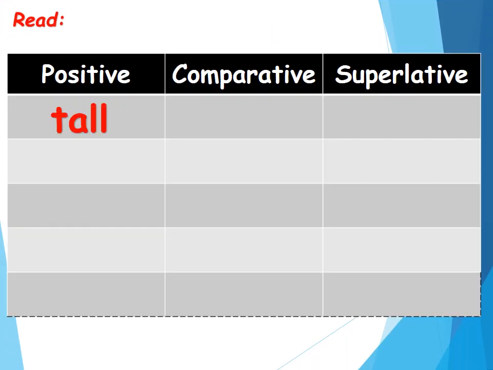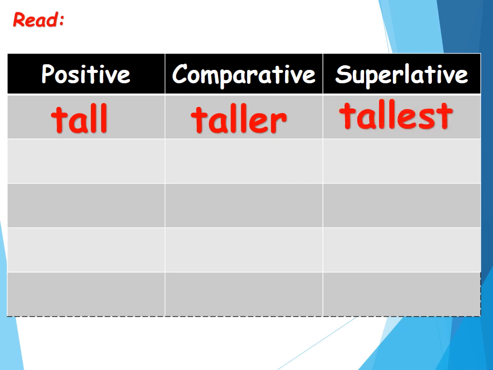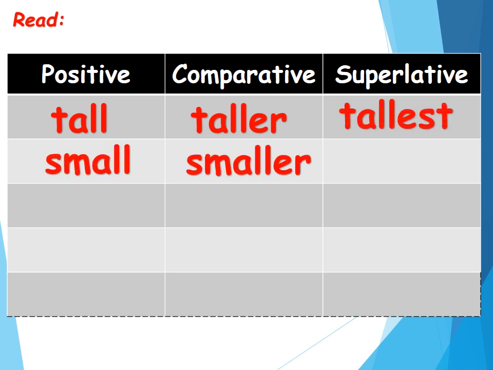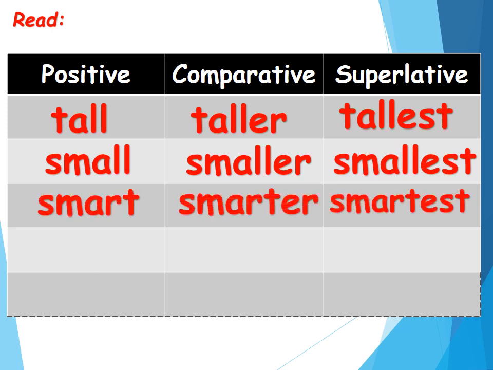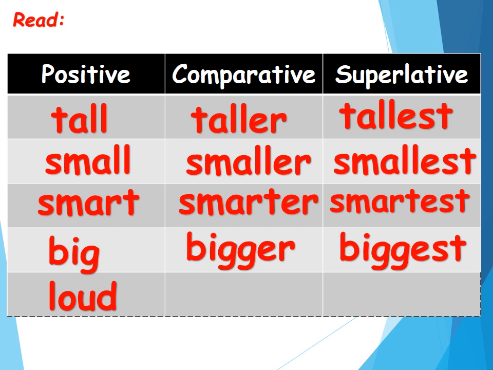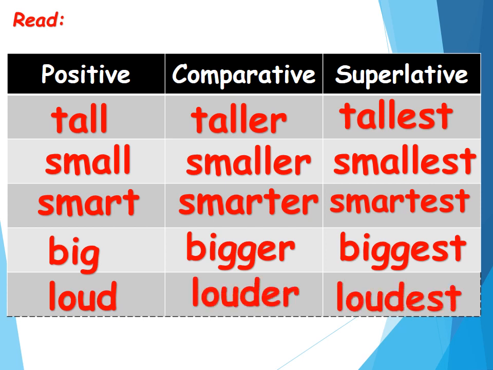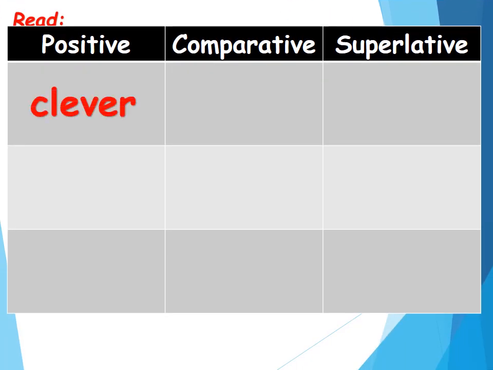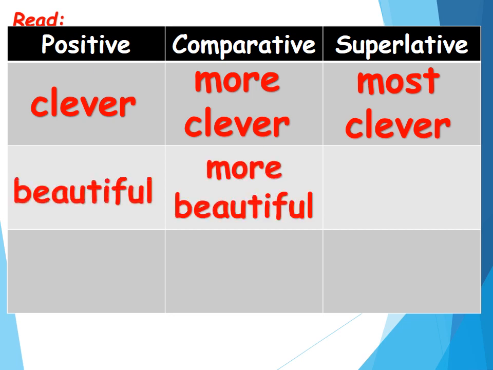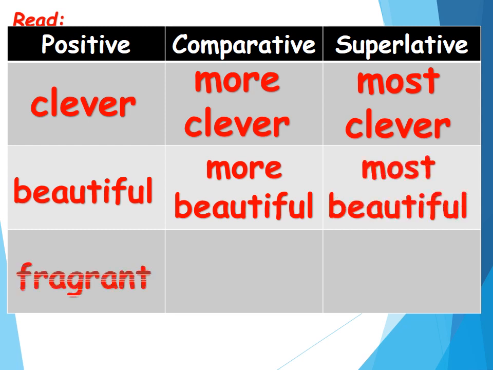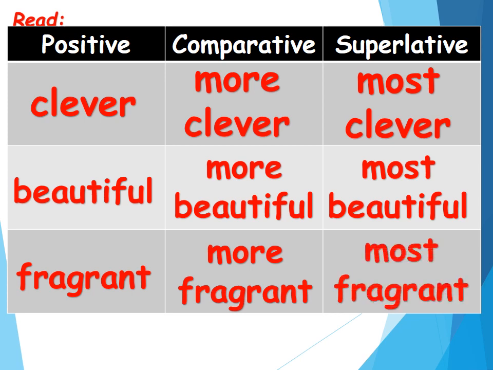Let us read. Tall, taller, tallest. Small, smaller, smallest. Smart, smarter, smartest. Big, bigger, biggest. Loud, louder, loudest. Clever, more clever, most clever. Beautiful, more beautiful, most beautiful. Fragrant, more fragrant, most fragrant.